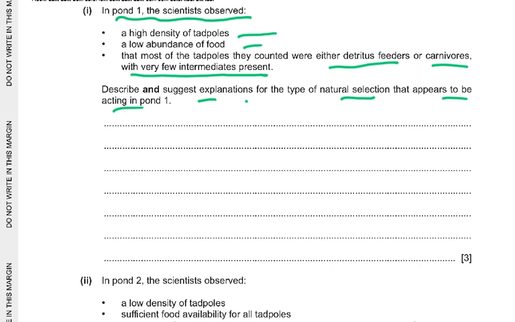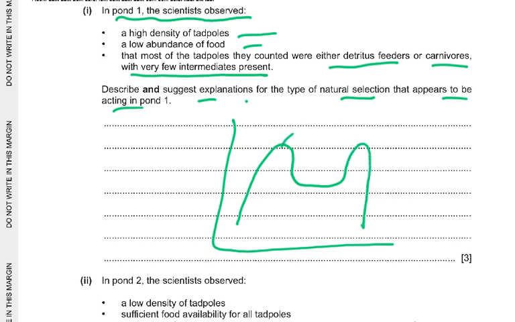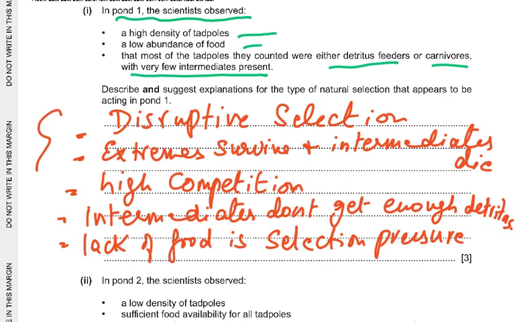So high density of tadpoles, low abundance of food, and most of the tadpoles were either detritus feeders or carnivores and very few intermediates. So we have the three varieties. Two were successful and one was not so successful. That is why in disruptive selection you get a graph like this. There are two peaks and then a dip here, and that is disruptive selection. So wording it: disruptive selection, extremes survive, intermediates die, high competition, intermediates don't get enough detritus, lack of food is the selection pressure.